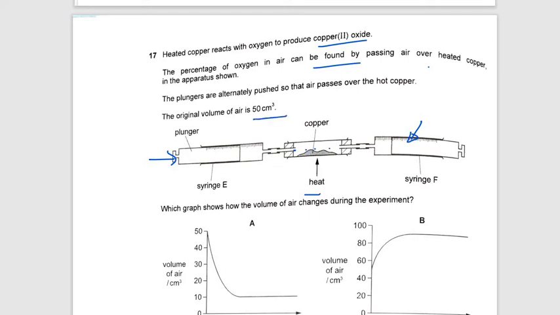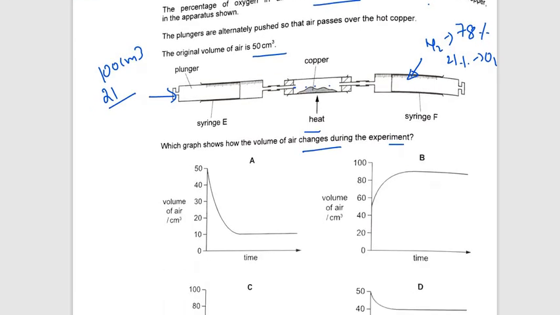So the original volume you have used is 50 centimeter cube. In air, what is the most abundant compound you have? 78% is nitrogen, then 21% is oxygen. That is our major hint: if you take 100 centimeter cube, you will get 21% oxygen, which means the remaining will be other gases. So here let's see the options. Which graph shows the volume of air changes during the experiment?